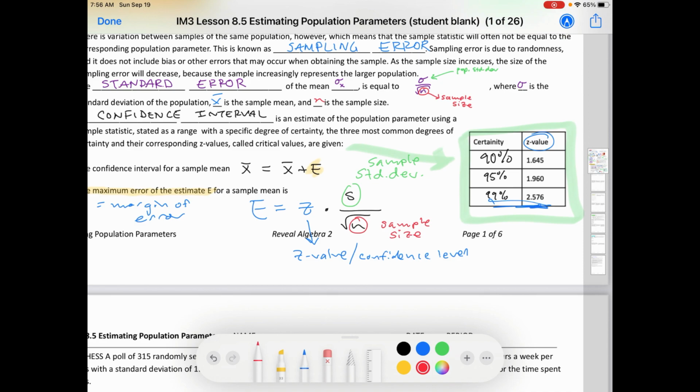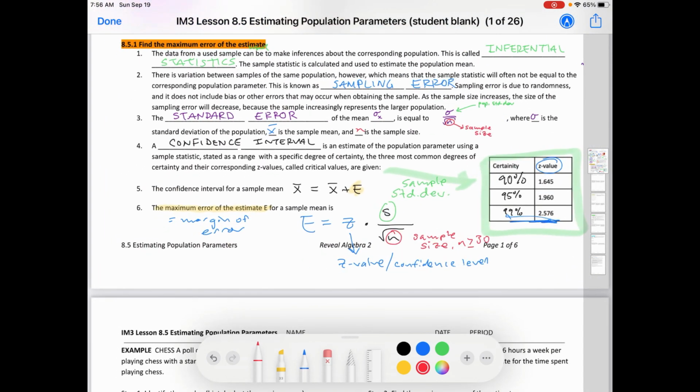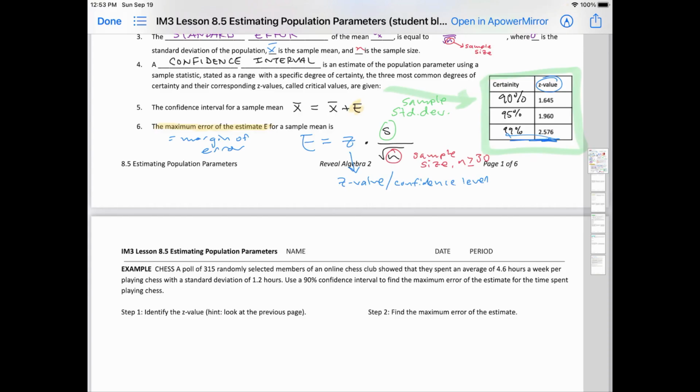And what we're doing here is you might want to check for something called these conditions. N is greater than or equal to 30. You want to make sure that you're getting one larger than 30. All right, let's move on to our example about chess, which I'm the chess club advisor.